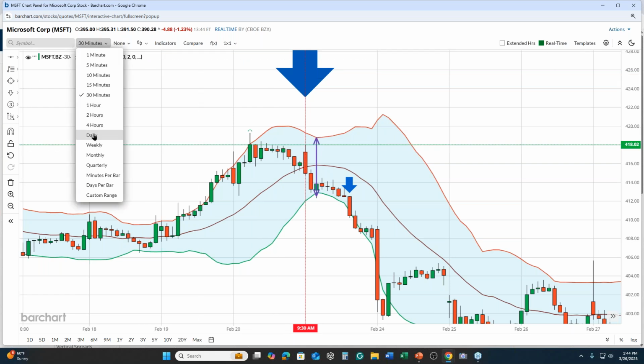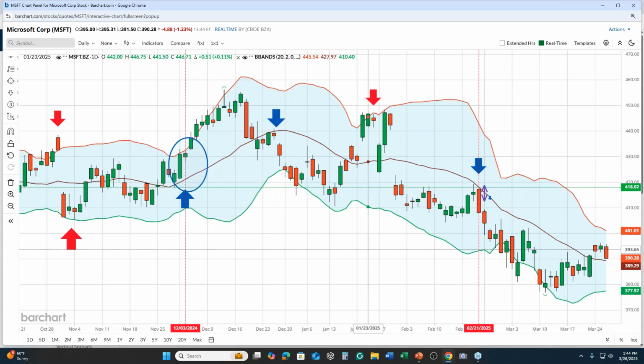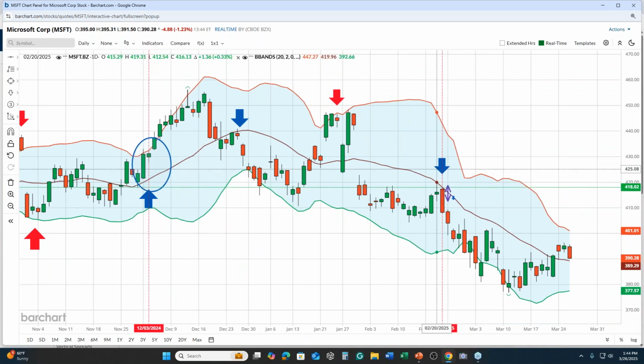Let's go back to the daily for a second. 418 is the intersection. Here it is up here. The brown line is our mean, the intersection of our 20-period moving average, where we want to re-engage our trend.